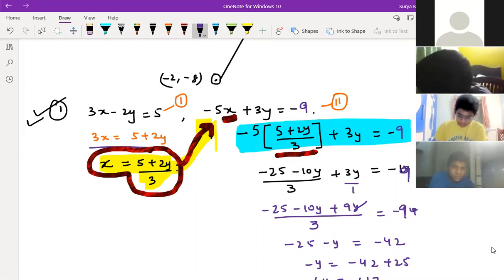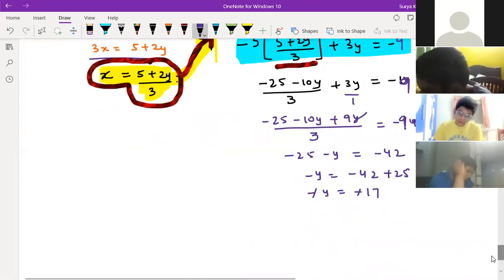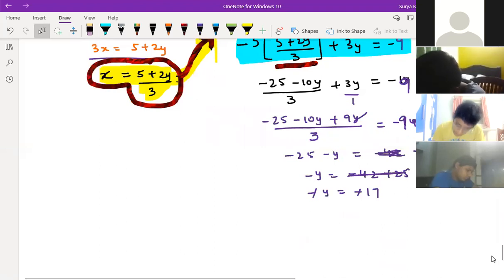Then what are you getting? Minus 27. Minus 9 plus 25, here it is minus 27, right? So we'll get minus 27 plus 25. So your answer is what? Minus 2. So minus y is minus 2, so we will get y is equal to 2, right?